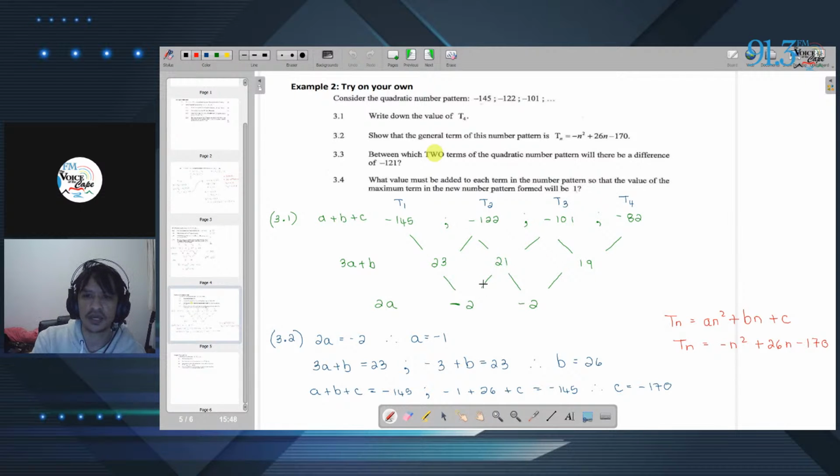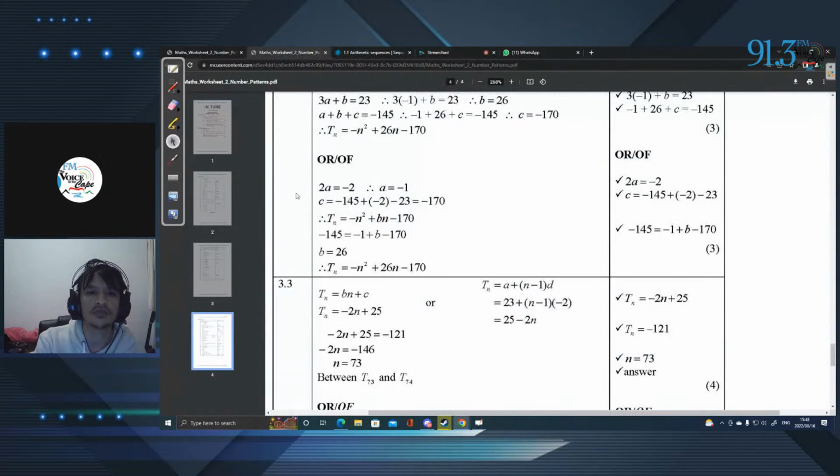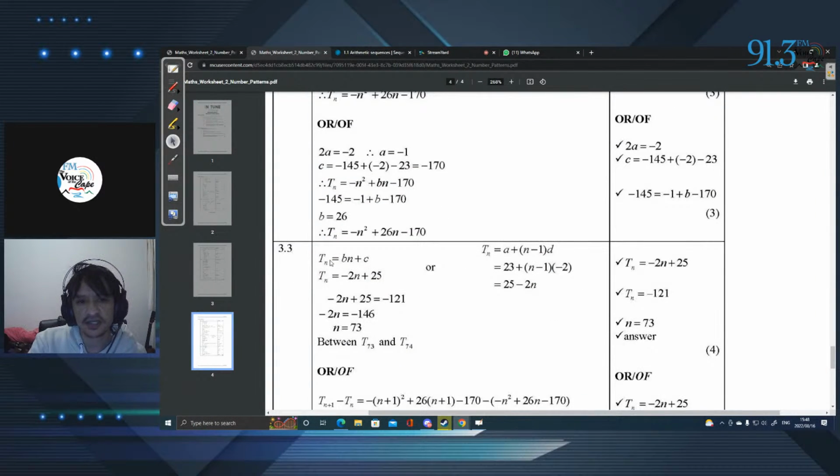Okay, now let us take a look. So we'll just go here to the memo, see what they did. And if we take a look here, they say that Tn is equal to bn plus c. Or, if you prefer, we can just use this formula over here, because this is essentially the arithmetic formula, right?